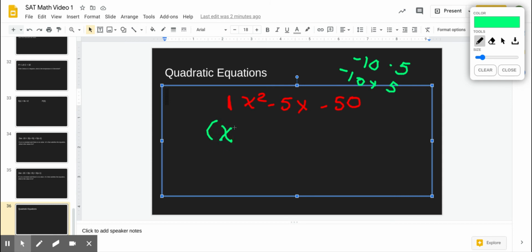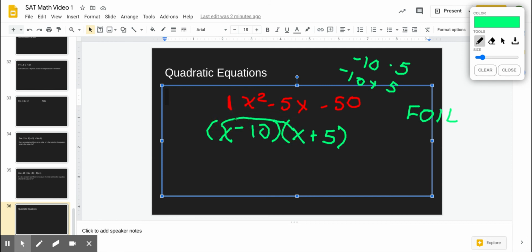We're going to have x in it. We need two x's to give us the x squared. There's our binomials. And we're going to say x minus 10, and we'll say x plus 5. That's our two numbers. And we can check this with FOIL. You should be familiar with FOIL. First, outside, inside, last. We can just double check.